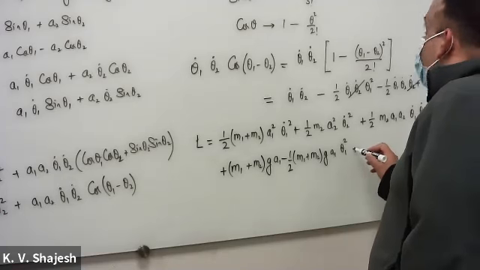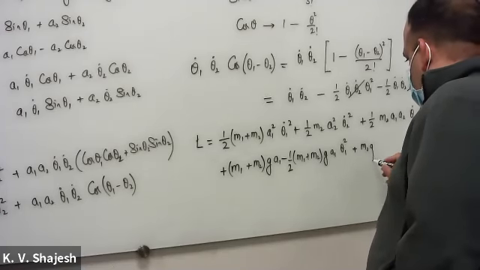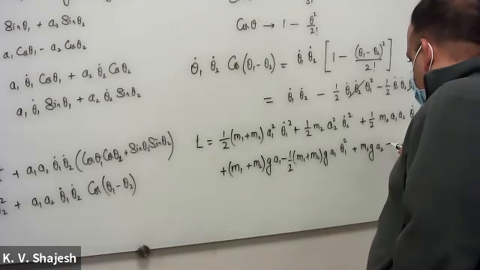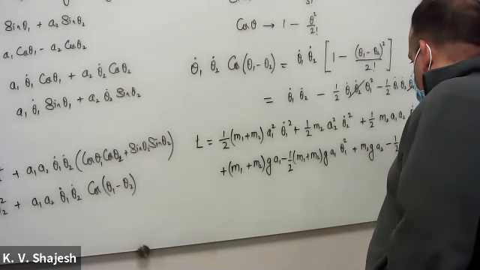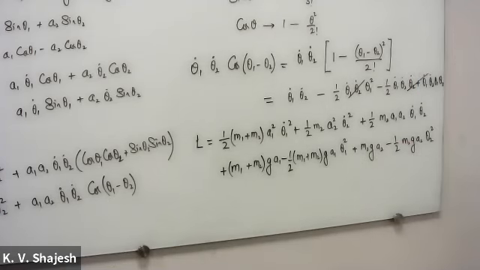And then we have M2 G A2 and minus half M2 G A2 theta 2 square. Is that clear? Any questions there? If you want, I can actually keep that also. No questions. No, thank you.